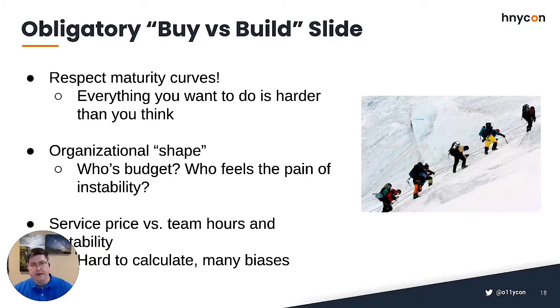The last thing about buy versus build is that service prices are easy to understand. They're in dollars or whatever. Team hours and the cost of instability are really hard to quantify. It shouldn't be that hard to quantify team hours, but for some reason, it is something that we tend to undervalue. There are a lot of biases that come into that second half of the equation, where we basically systematically undervalue it. For instance, how many times have you been in a meeting, maybe with a lot of other people, where you didn't really say much and maybe didn't get all that much out of it? How much did that meeting cost the company?